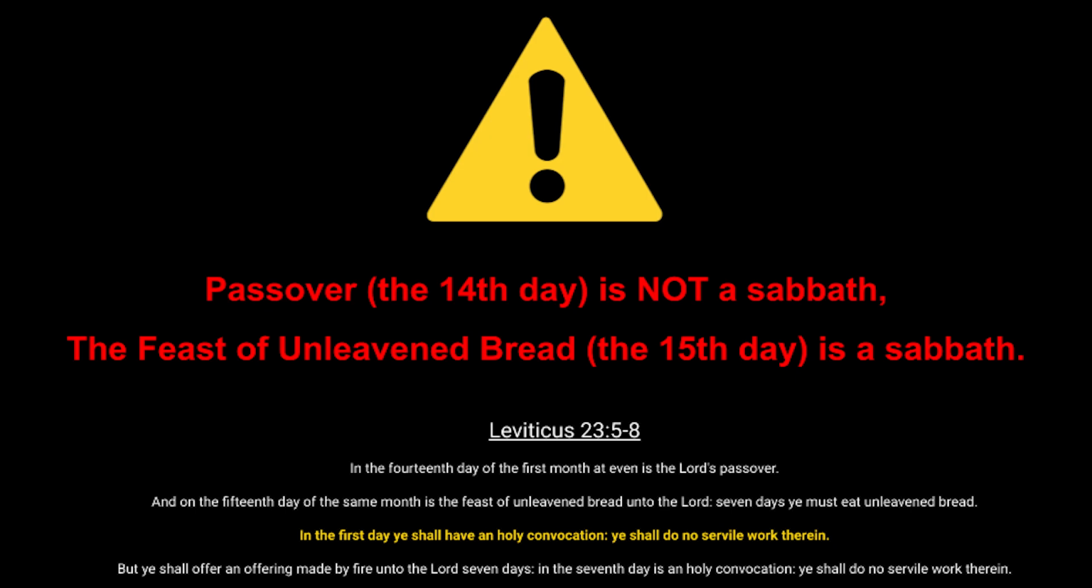The 14th day at even is making reference to the civil twilight, nautical twilight, and astronomical twilight that we spoke about earlier. The 15th day begins at night in darkness. That's why it says in verse 6, and on the 15th day, meaning in addition to what has already come before it, which was the 14th day at even, and on the 15th day of the same month is the Feast of Unleavened Bread unto the Lord.